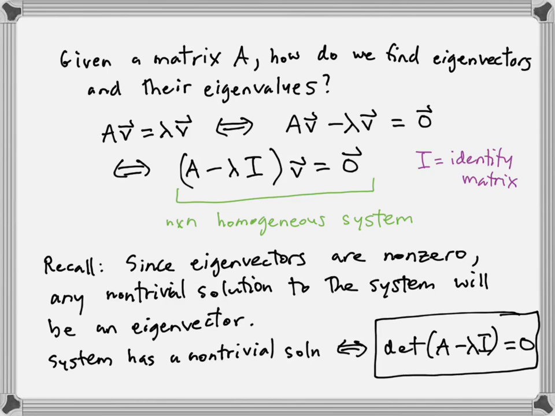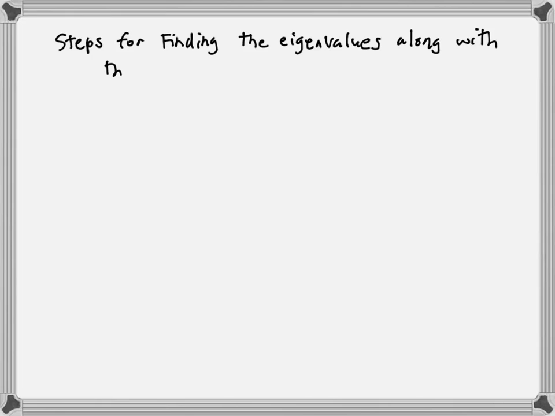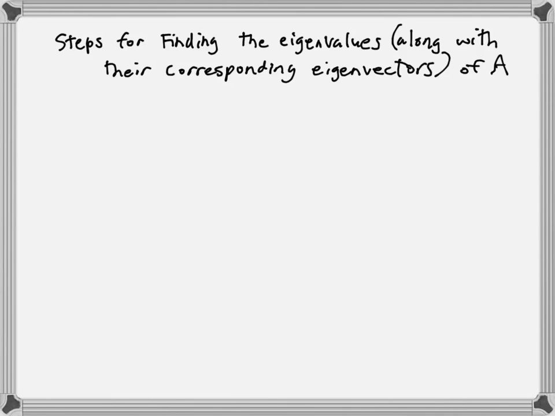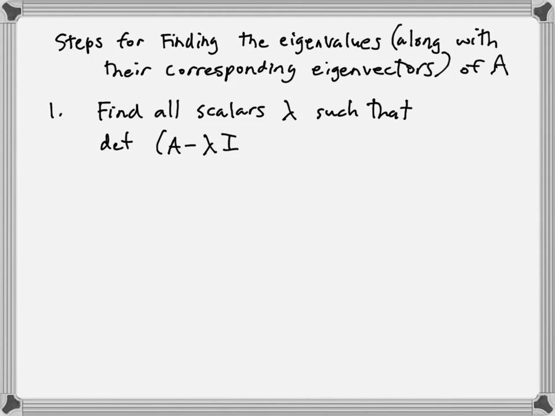Okay? So let's go ahead and write down some steps. So these are going to be the steps for finding the eigenvalues along with their corresponding eigenvectors of a matrix A. So step 1, find all scalars lambda such that the determinant of A minus lambda I is equal to 0.